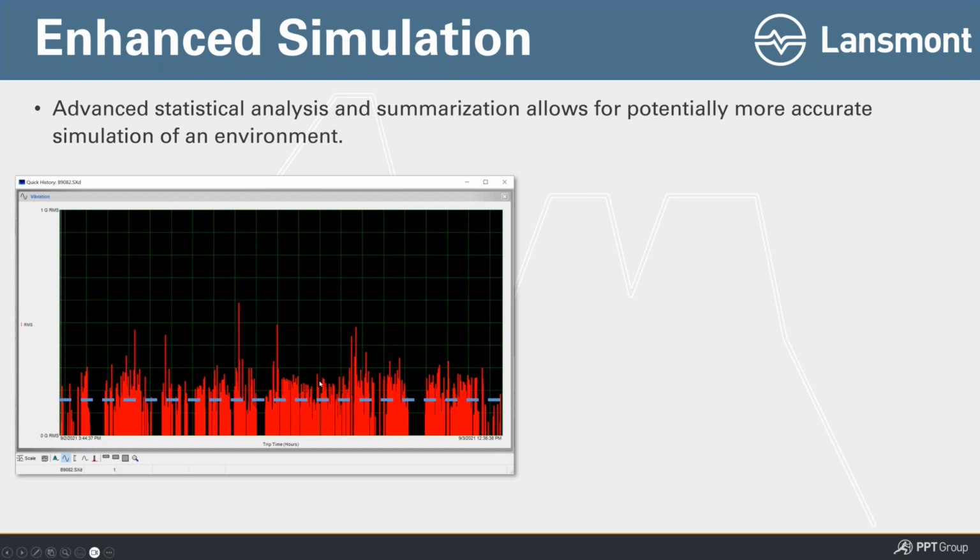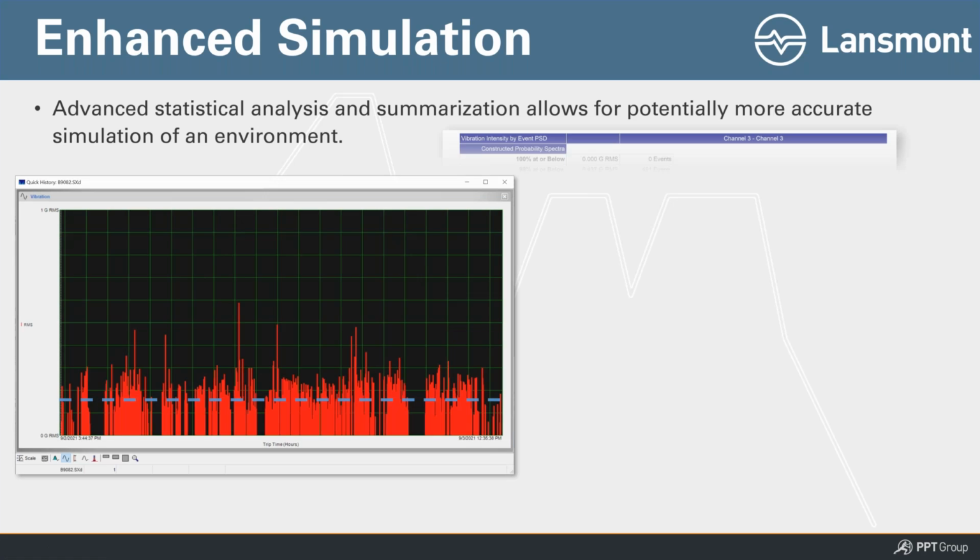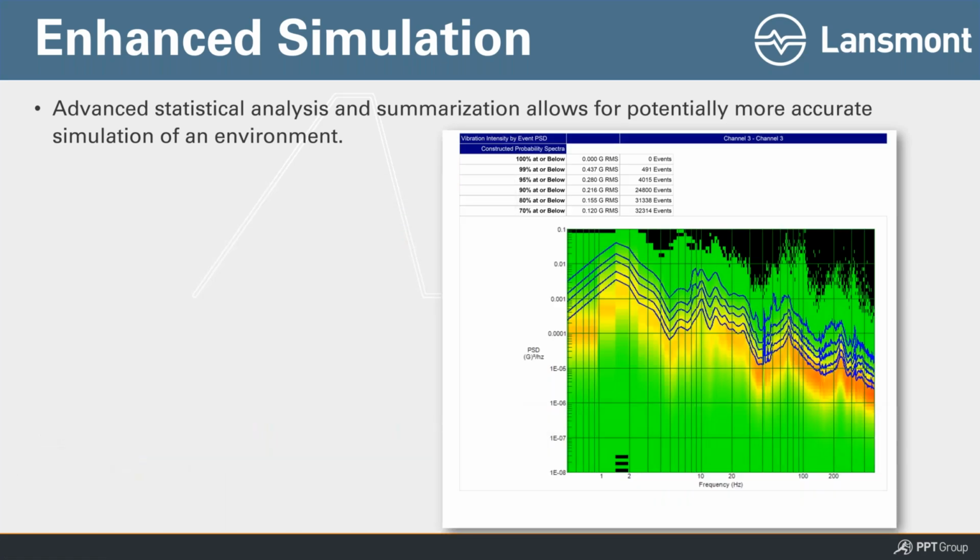So if you artificially, in my opinion, discount or underappreciate some of the big intensities that occur in the real world, you might be leaving yourself susceptible. So we have a way of looking at data with what I call advanced statistical analysis and summation, which can potentially be used for more accurate simulation of an environment.